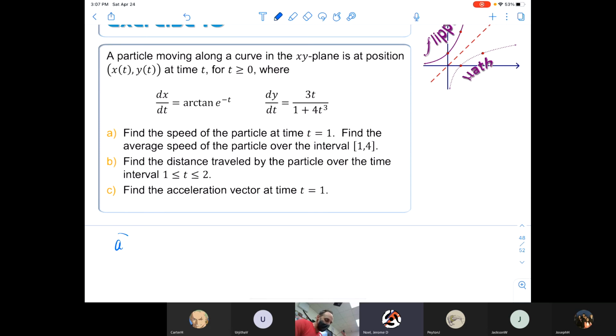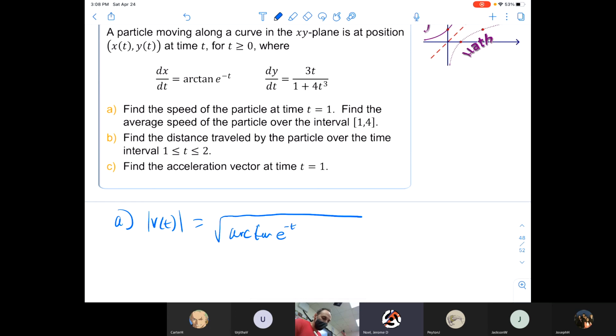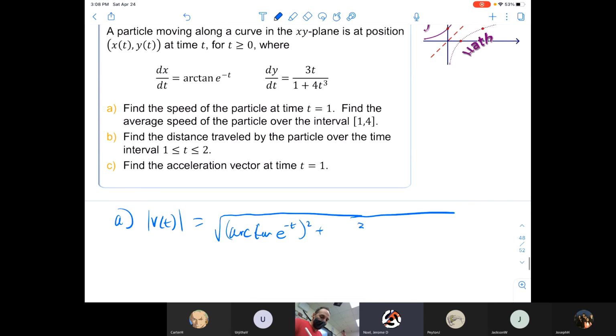So part A here. Oh, wait, I didn't plug it. It's just dy/dt. No, speed: square root. So it's the Pythagorean theorem, and we already have our derivatives, which is pretty handy here. So it's just the square root of arctan of e to the negative t squared, squared, plus 3t over 1 plus 4t cubed, squared. And then wherever there's a t, you want to plug in.